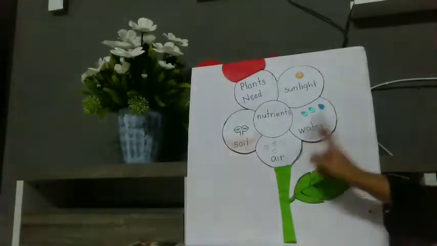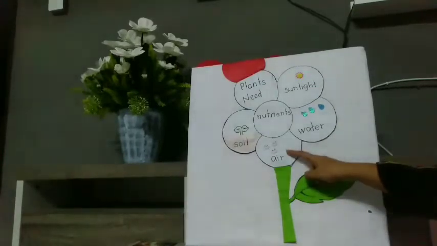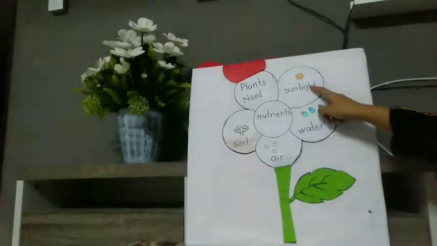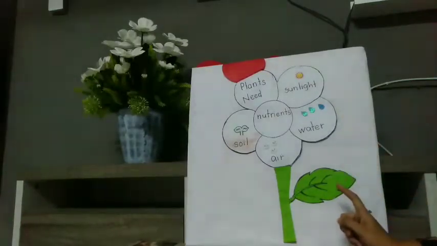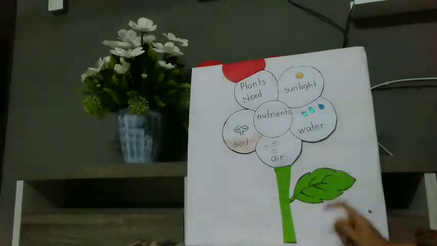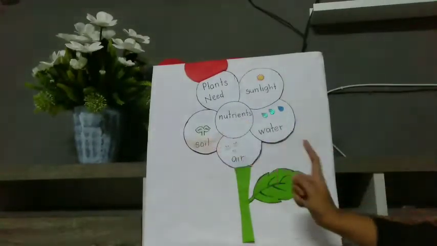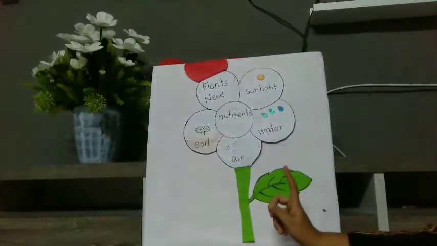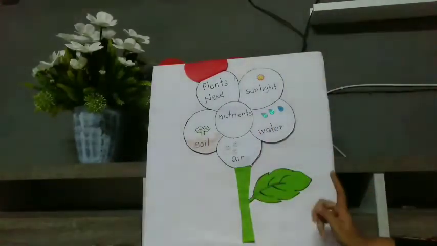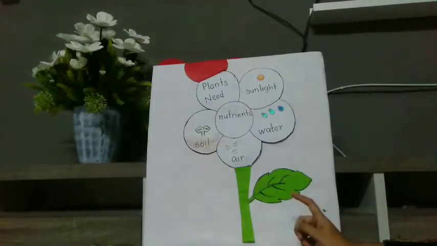Air. The two main reasons plants need air are for photosynthesis and to breathe. Just like us, plants need to breathe too. Soil. Healthy soil is important for plants. Soil provides nutrients and stability to plants as well.